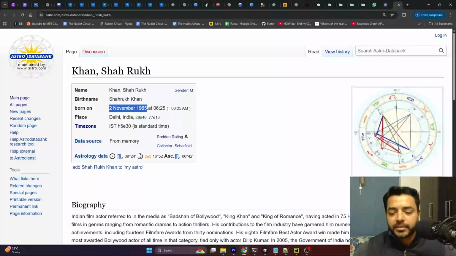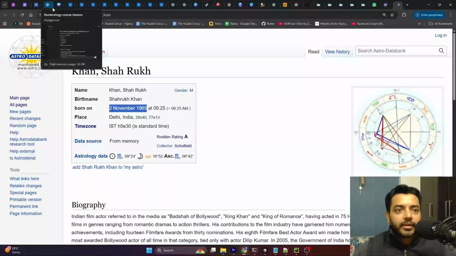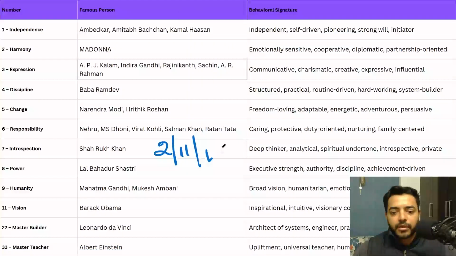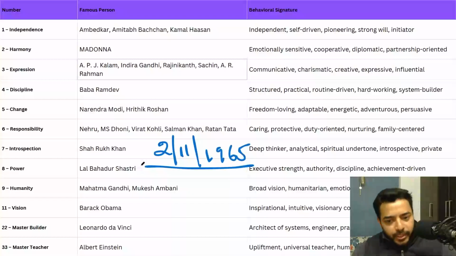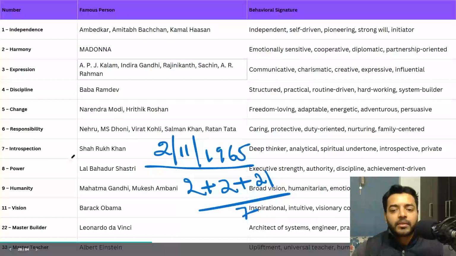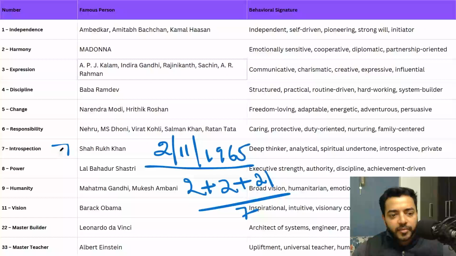Let's go back to that page and see the date again. So it's 2nd November 1965. So 2nd November 1965, you have 2 plus, this is 1 plus 1 is 2, plus your 9 plus 1 is 10, 10 plus 6, 16, plus 4, 21, 2 plus 1 is 3, 3 plus 4 is now reduced to 7. So Shah Rukh Khan's life path number is 7.